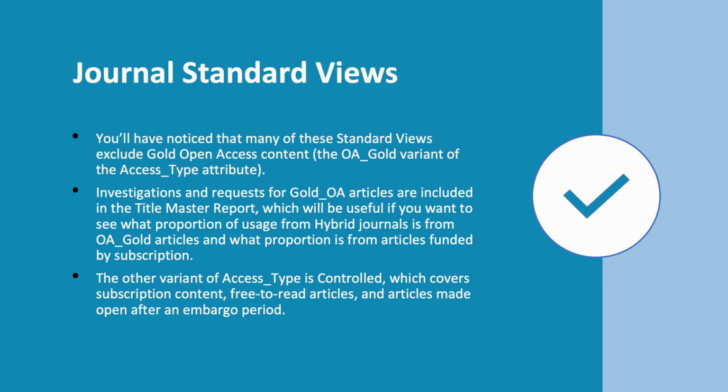You will have noticed that many of these standard views of TR exclude Gold Open Access content, the OA Gold variant of the access type attribute. Investigations and requests for Gold OA articles are included in the Title Master Report, which will be useful if you want to see which proportion of usage from hybrid journals is from OA Gold articles and which is from articles funded by subscription. The other variant of access type is controlled, which covers subscription content, free-to-read articles, and articles made open after an embargo period.